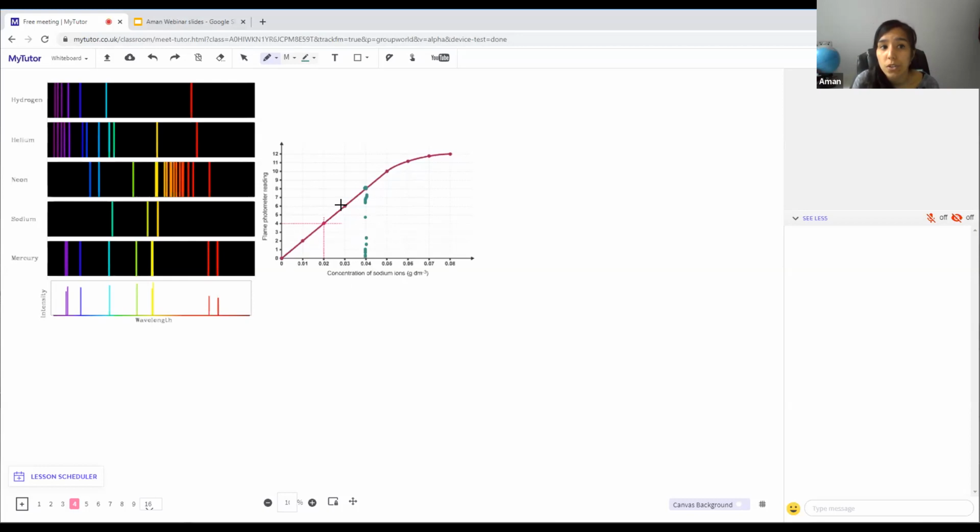The most common exam questions I see are comparing a spectrum to reference spectra and determining which ones are the ions. Someone's asking, how do you get 0.04? So I said that there was a flame photometer reading of 8. So you go to 8 on the y-axis, you go across until you reach this red line or this pinky purple line, and then go down until you get 0.04.